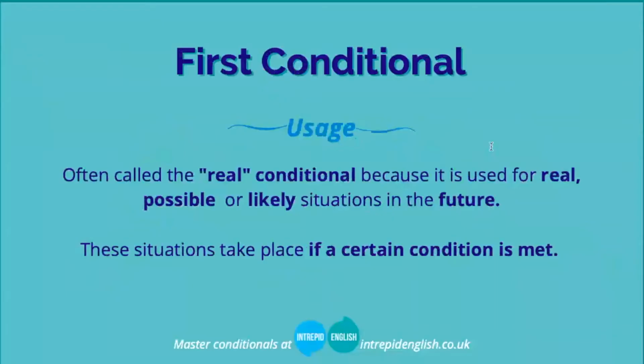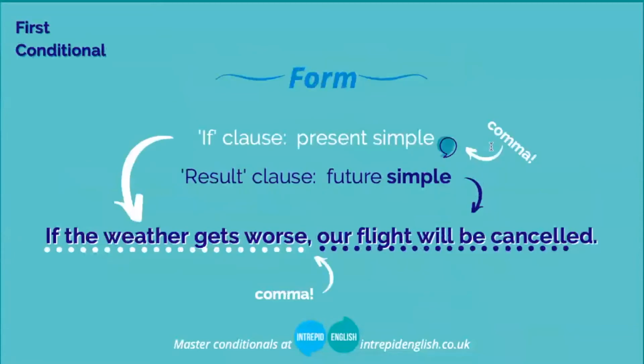Yeah. Okay, so the usage for the first conditional, often called the real conditional, is because it is used for real, possible, or likely situations in the future. These situations take place if a certain condition is met. Okay, so the if clause consists of a present simple and the result clause consists of future simple. So an example of this would be if the weather gets worse, our flight will be cancelled.